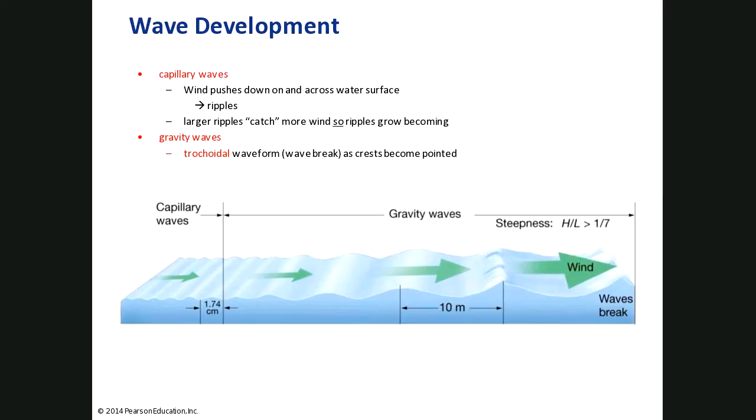All right, and as I said, it's the wind that generally is going to cause the waves. So first we have what we call capillary waves, and capillary waves are small little ripples. But as those ripples get larger and larger, then more wind can push against them. There's more force behind it. So capillary waves eventually become gravity waves. And gravity waves are the waves that break when the crest becomes pointed. So if we're moving along, we have capillary waves, the wind's blowing, it's getting a little bit bigger. Notice the wavelength is lengthening out. This is only 1.75 centimeters for the capillary wave, 10 meters for a wavelength when you're a gravity wave.